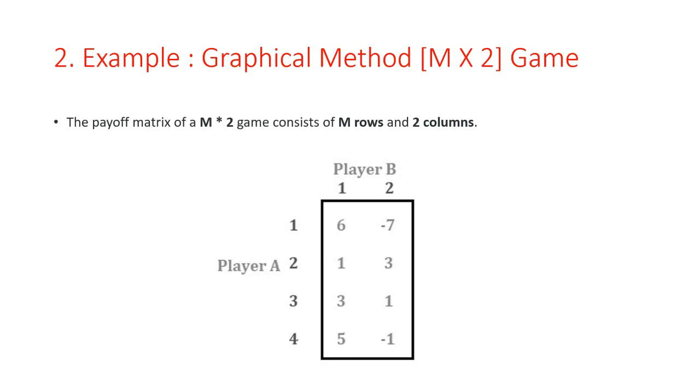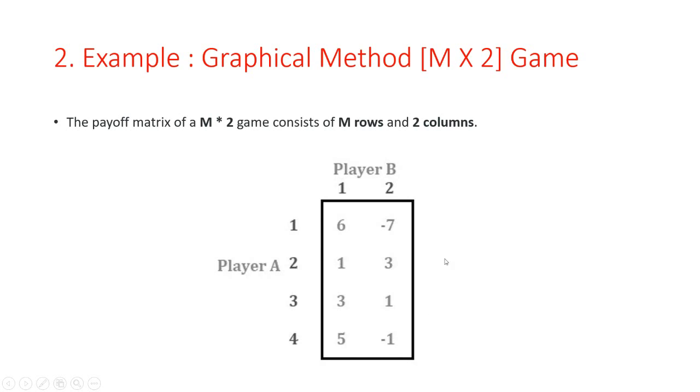So here the payoff matrix of an m by 2 game consists of m rows and 2 columns only. Here we consider the below problem. In that we have player A and player B. So this is our payoff matrix. This payoff matrix contains 4 rows and only 2 columns. Okay, m number of rows means what? Here we can create any number of rows, we can create 2, 3, 4, 5, m number of rows, but only 2 columns are required in the m by 2 game problem.